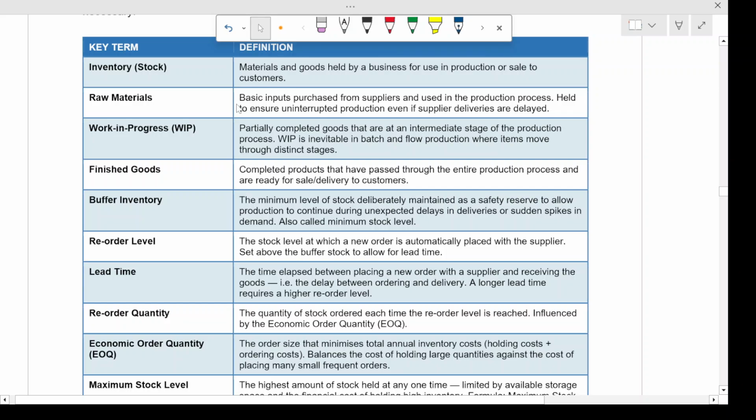Raw materials, these are the basic inputs, the flour, the sugar, the butter, the eggs. These are the basic inputs purchased from suppliers and used in the production process. They are held to ensure uninterrupted production even if supplier deliveries are delayed.